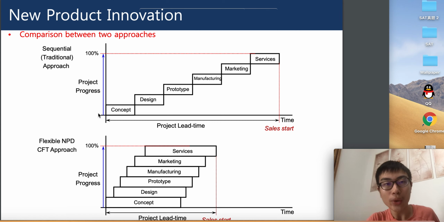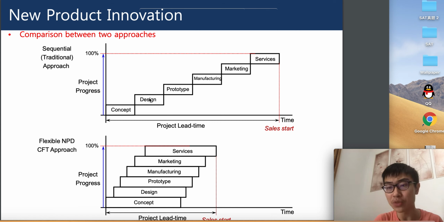In our sequential approach, we start with our concept. The business has to come up with the concept first, prior to designing the product. After the concept is finished, the design team will look at the concept and start to conduct design ideas. After design ideas are finished, they hand it to prototype.